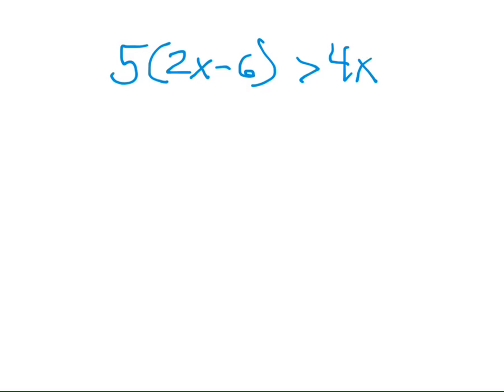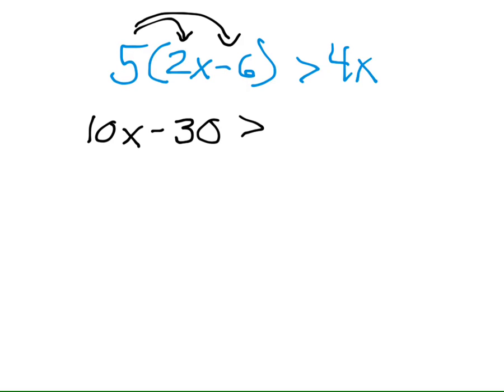So if we wanted to solve this inequality, which means we need to get x by itself, in this case we have x's on both sides of the inequality symbol though, right? So we're going to have to get those together on the same side. First we need to get rid of these parentheses. We're going to go ahead and distribute that 5. 5 times 2x is going to be 10x. 5 times negative 6 is negative 30. Nothing else changed.